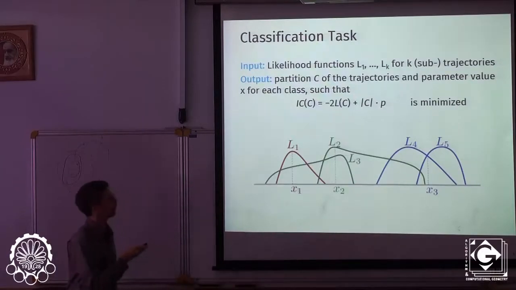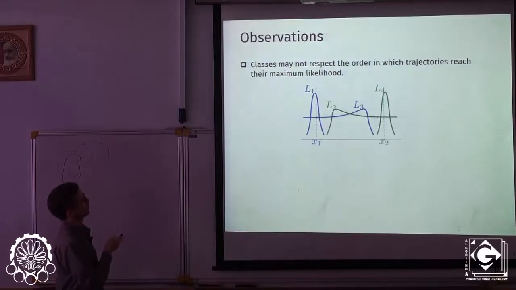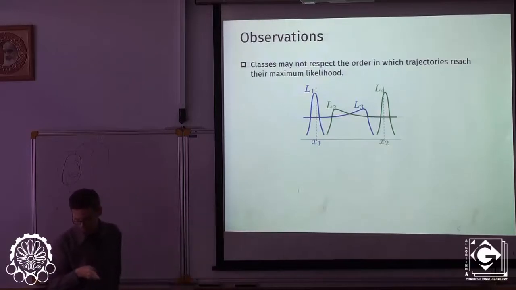The first important observation is that it is not the case that, if I just look at the maximum values of these likelihoods, an optimal classification respects the order of maxima. So this is an example where the first likelihood function has its maximum here, the second one here, the third one there, the fourth one here. But if I want to use two values, then it's best to place one value here, the other one there. But then actually L2 will be classified together with L4 and L3 together with L1. So there's no monotonicity that we can use immediately.